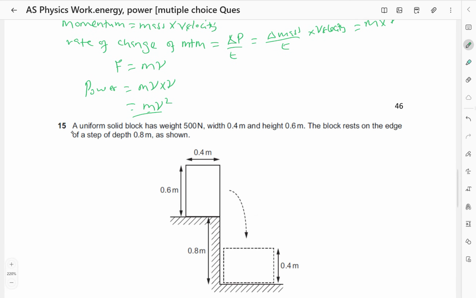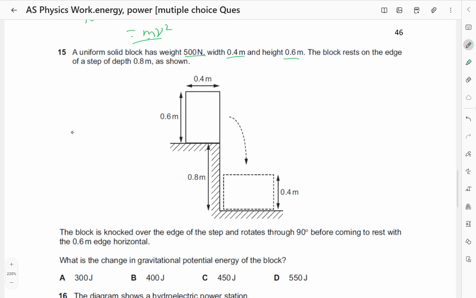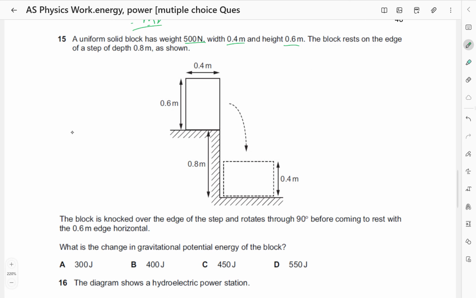A uniform solid block has weight 500 newtons, width 0.4 meters, and height 0.6 meters. The block rests on the edge of a step of depth 0.80 meters, as shown. The block is knocked over the edge of the step and rotates through 90 degrees before coming to rest with the 0.6 meters edge horizontal.